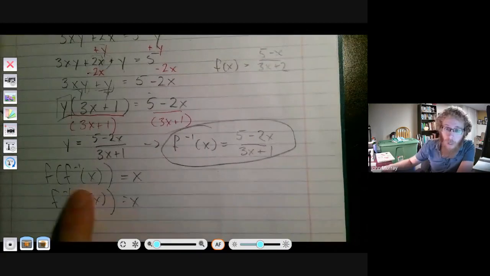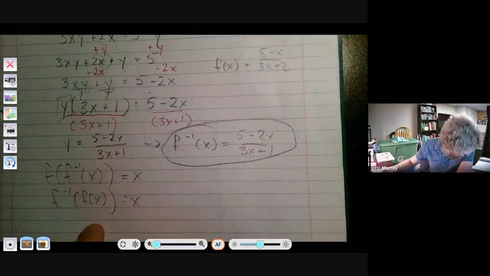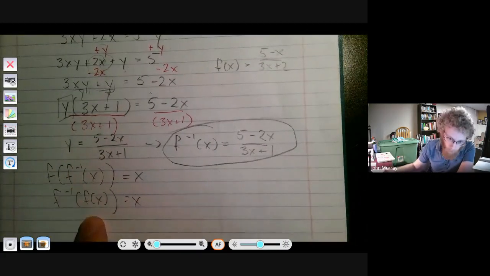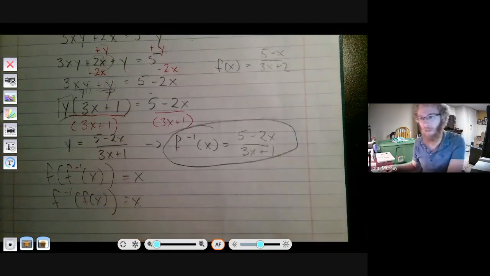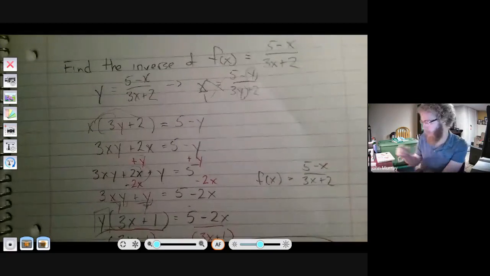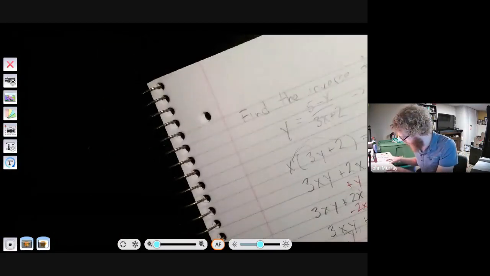So what we're going to do today is I'm going to show you the proof that they are in fact inverse. All right, so give me 1 second. I'm going to copy this down on the other page, and then I'll show you.